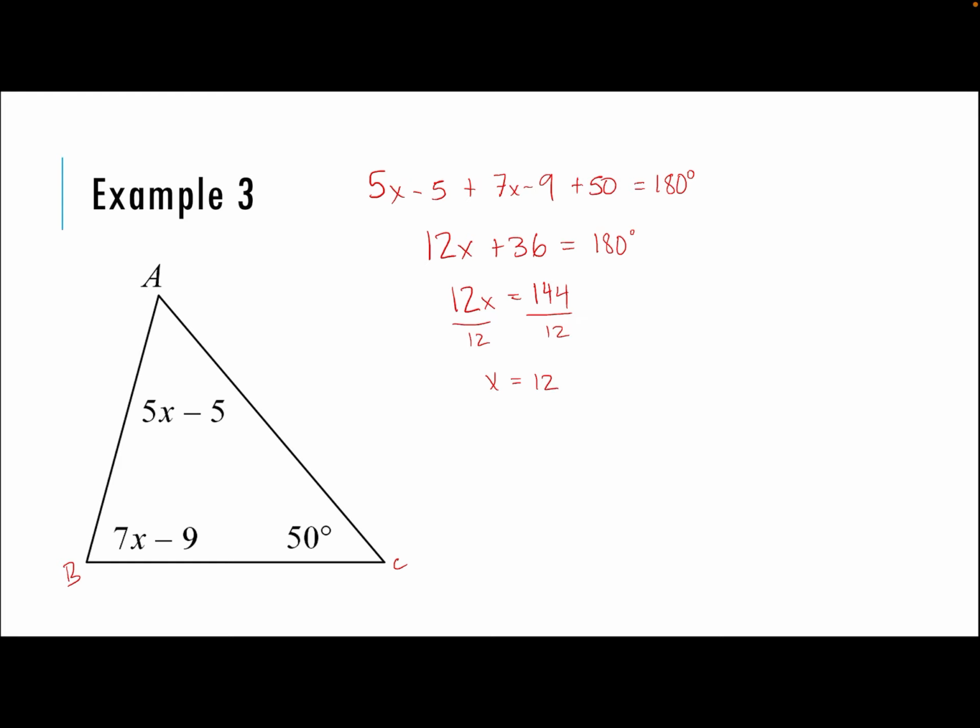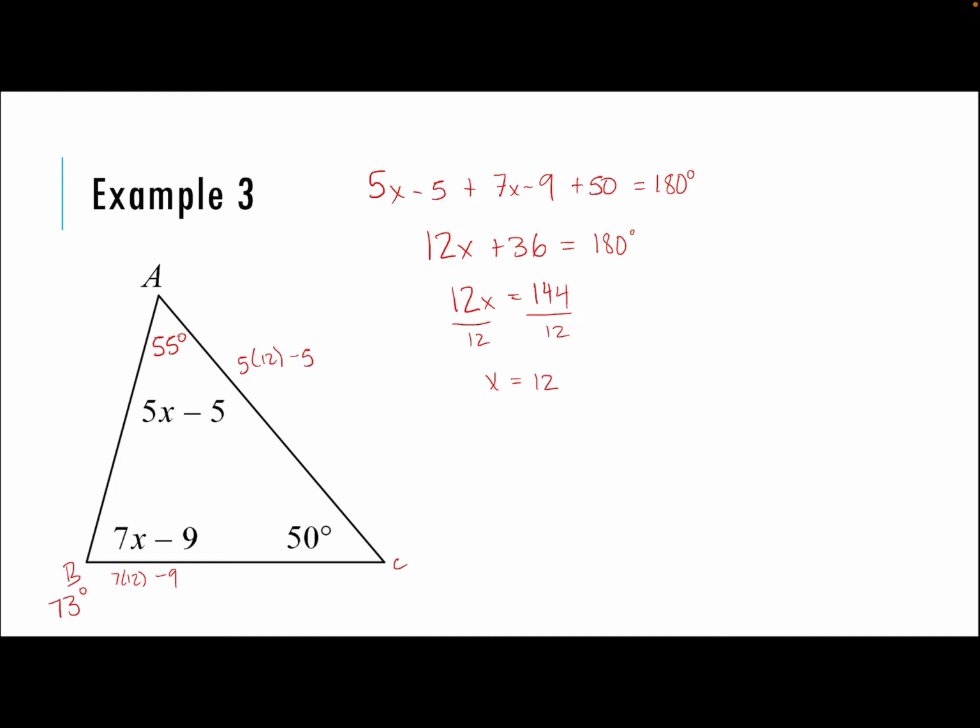So if x is 12, this bottom angle is 7 times 12 minus 9. 7 times 12 is 84. 84 minus 9 is 73. So we get the angle B is 73 degrees. And angle A is 5 times 12, which is 60, minus 5 is 55 degrees. So now I would highly recommend checking, did I do my math on this right?